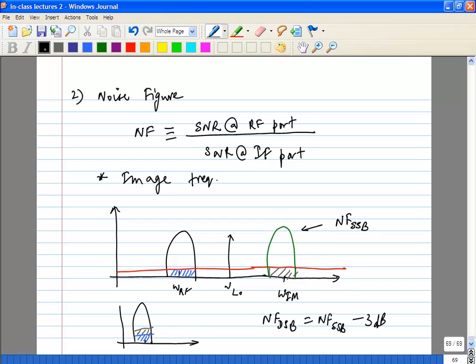Right? Basically, in that ratio, yes, the ratio will be a 1 in the case of a double sideband. In the case of single sideband, it will be 3 dB more. 3 dB more. Right? Okay.